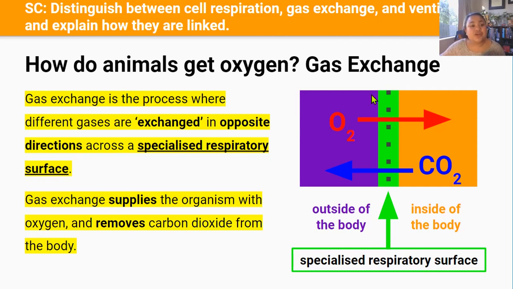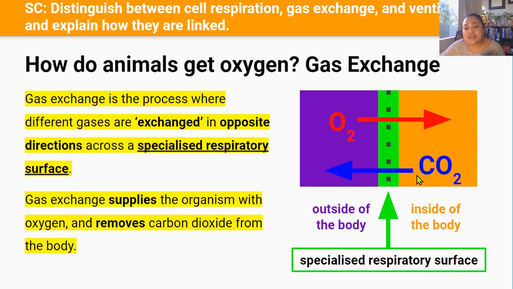Gas exchange supplies the organism with oxygen because oxygen goes from outside of the body to the inside of the body, whereas carbon dioxide is removed during gas exchange. It goes from the inside of the body to the outside of the body. So let's look at this diagram right here. The outside of the body is in purple, and the outside of the body has mostly got oxygen, whereas the inside of the body is orange, and the inside of the body has mostly got carbon dioxide.